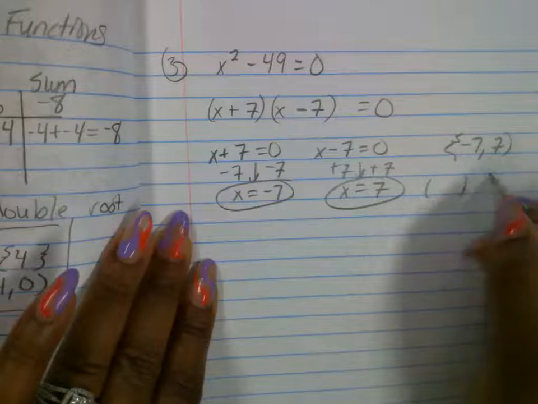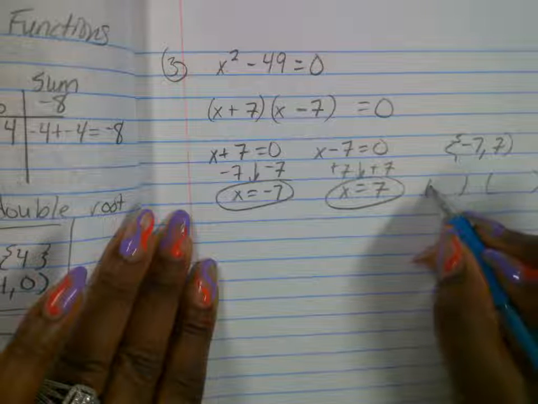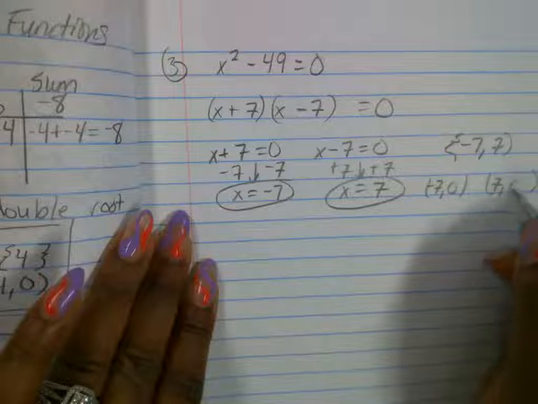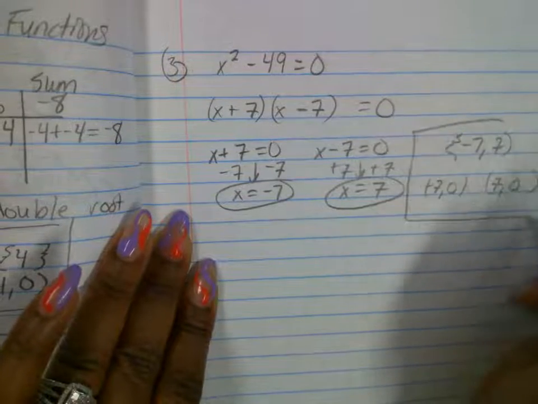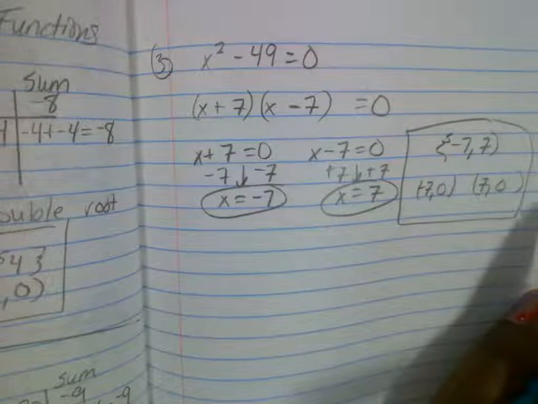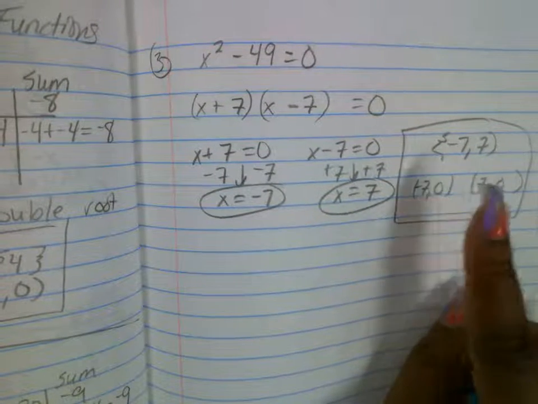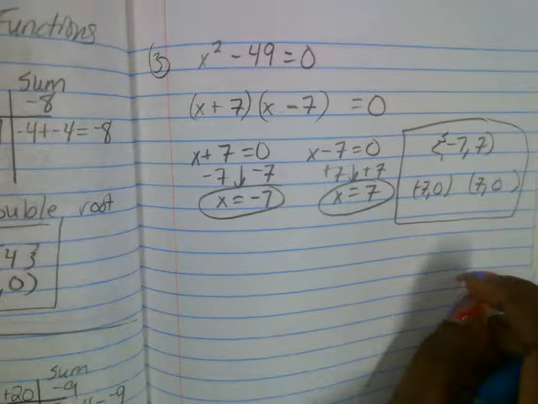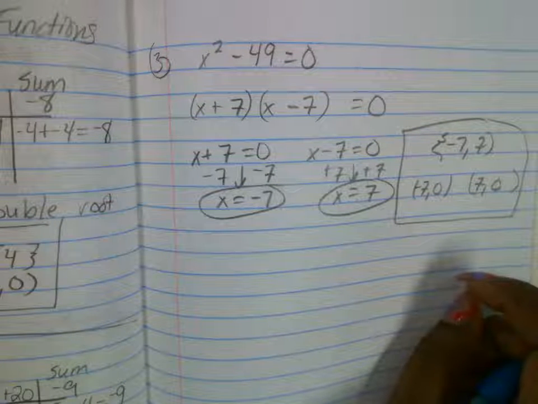What's the other way to write the answer? -7, 0, and 7, 0. These are our roots. These are also called the x-intercepts, and it's also called our zeros. Any questions? Are y'all okay?